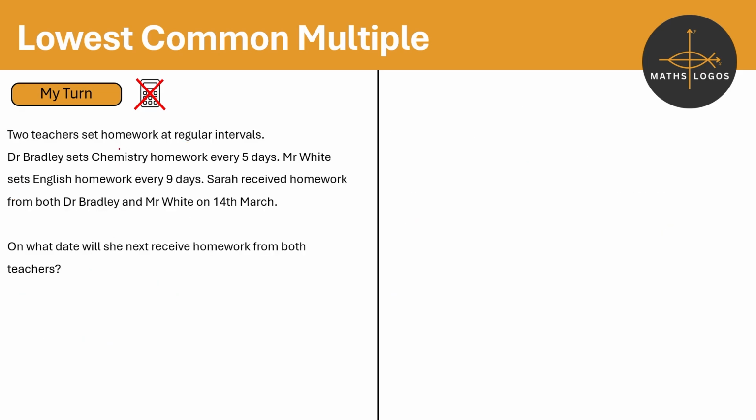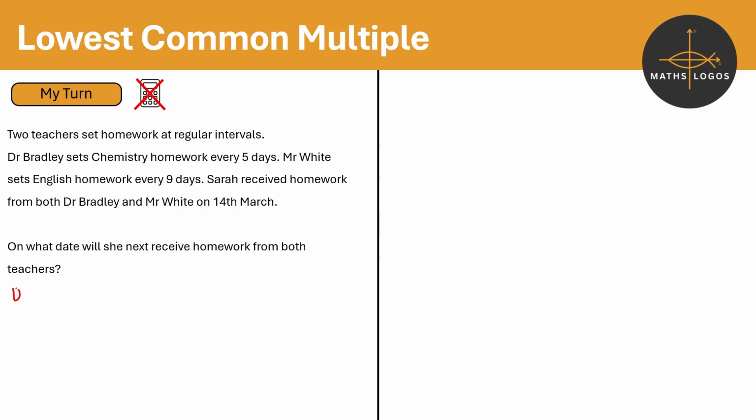Our next example involves some calendar dates. Two teachers set homework at regular intervals. Dr. Bradley sets chemistry homework every 5 days, and Mr. White sets English homework every 9 days. Sarah received homework from both Dr. Bradley and Mr. White on the 14th of March. On what date will she next receive homework from both teachers?